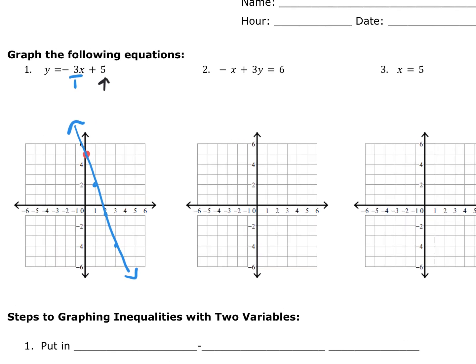Okay, so let's start with number 2. Remember, you need to be in y equals mx plus b. Because it's -x plus 3y, we want to get that x over on the other side, and we want to get y by itself. So this is really a minus 1x, and to get rid of a minus 1x, we're going to add 1x on this side. And if we add 1x on the left side, we also have to do that on the right side.